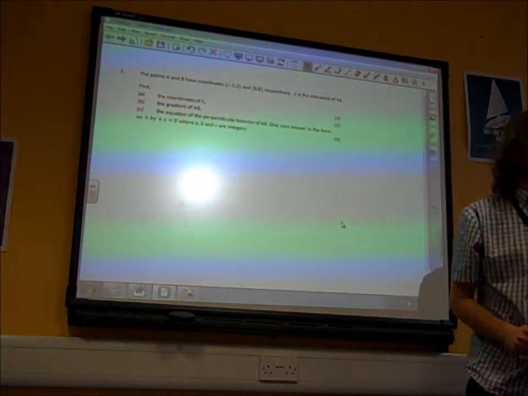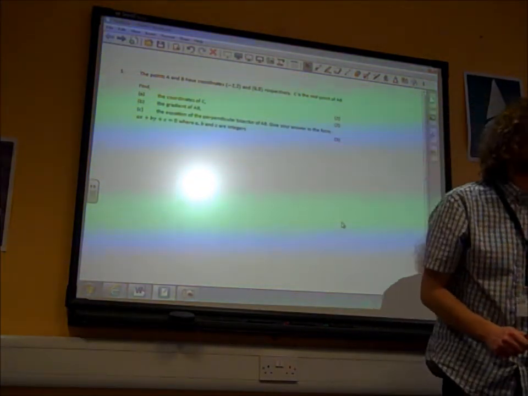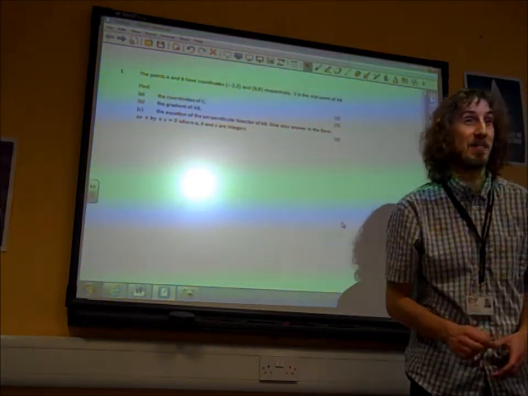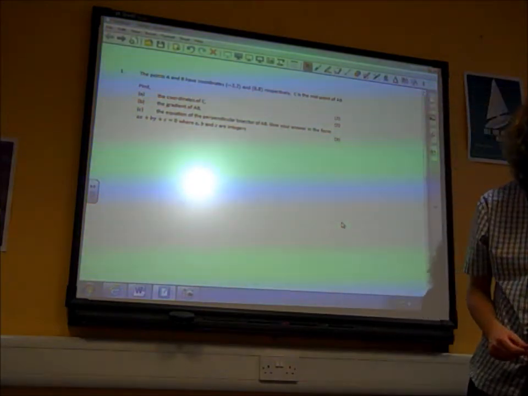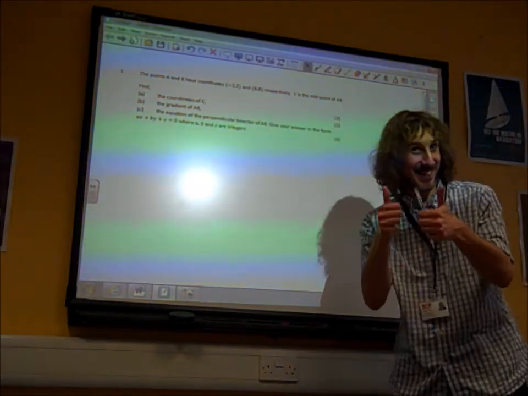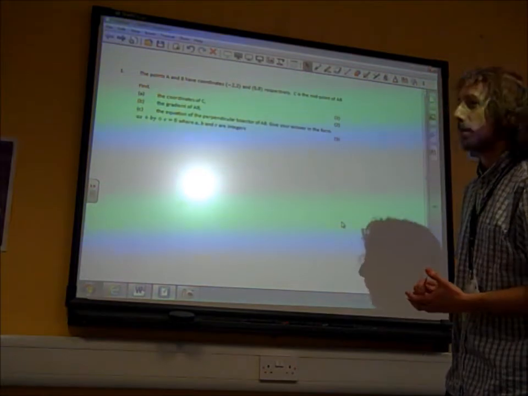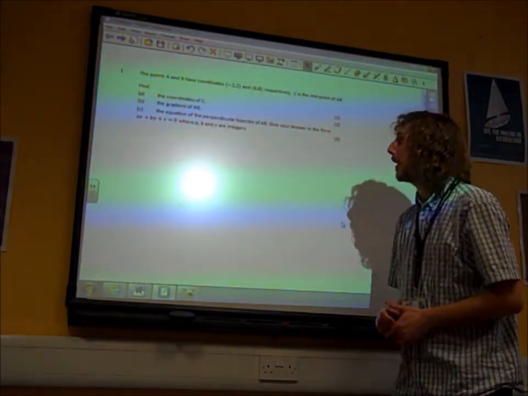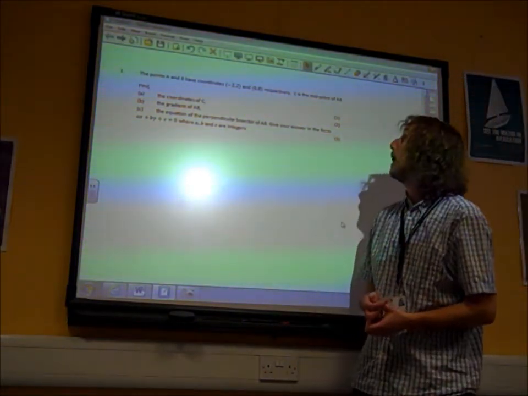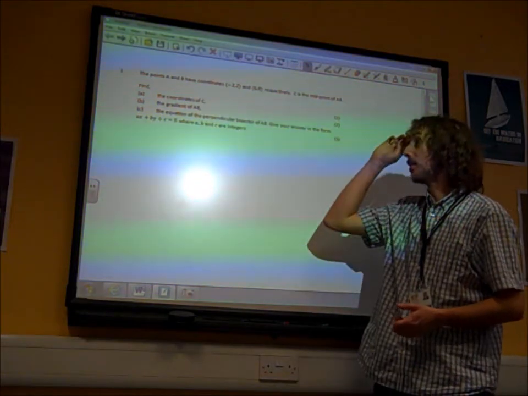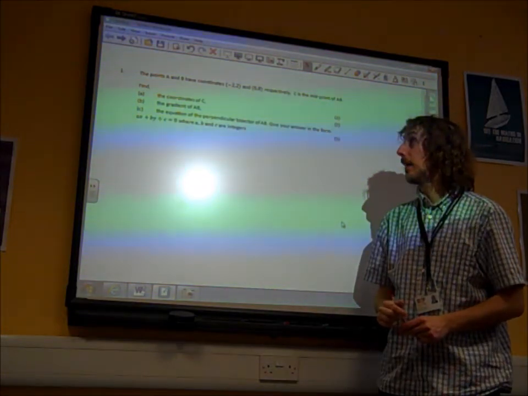So here we've got this week's specimen homework about circles. It's about time we got round to having a circles homework. Question 1. The points A and B have coordinates -2, 2 and 6, 8 respectively. C is the midpoint of AB. Find the coordinates of C and so on.